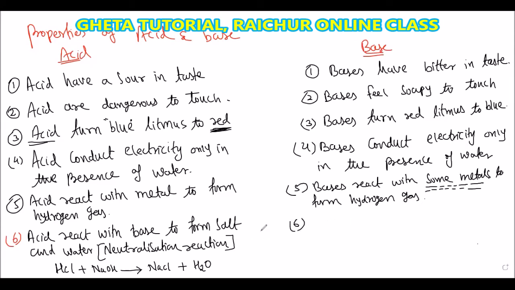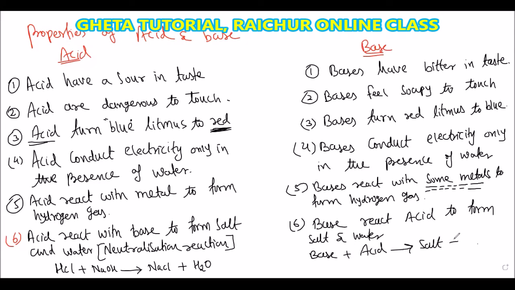Sixth point is the same for the bases also. When the base reacts with acid, they also form what? Same. Salt and water, because both are the same. Here base plus acid, what will they give? Salt and water. The base is NaOH, the acid is HCl, the salt is NaCl plus water. Same example. Whether acid reacts with base or base reacts with acid, the meaning is the same. The formation of product is the same, salt and water only.